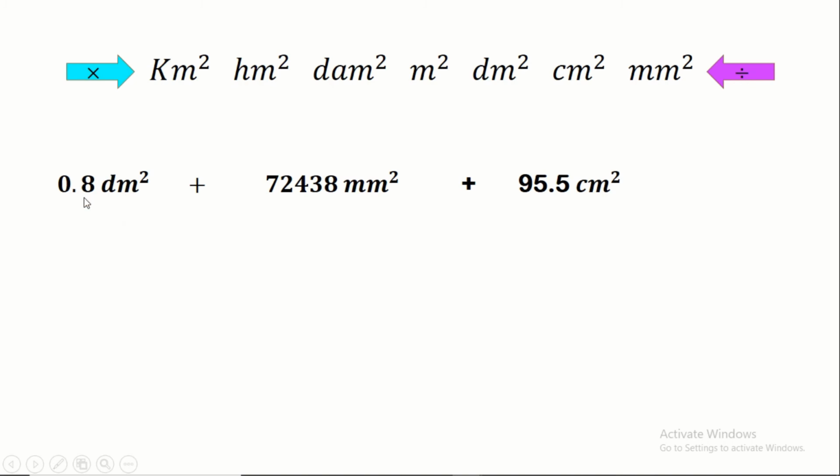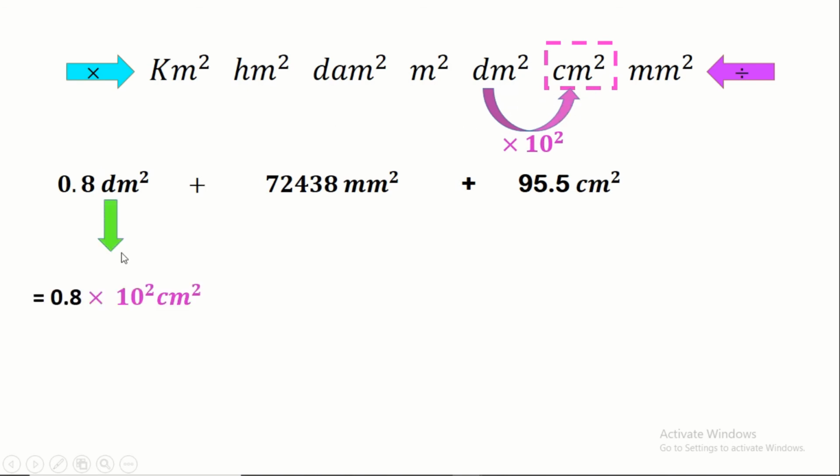Another example, 0.8 decimeter square plus 72,438 millimeter square plus 95.5 centimeter square. We're going to transform all of them into centimeter square. Let's see for the first one, from decimeter square to centimeter square. First, we copy the number we are having, 0.8. From decimeter square to centimeter square, it's times 10 power 2. So we can write it as 0.8 times 10 power 2 centimeter square. Sure, we write the new unit, not the previous one. When we multiplied it, we have just transformed it into centimeter square.